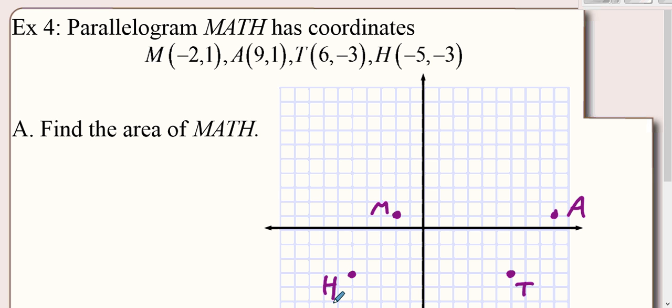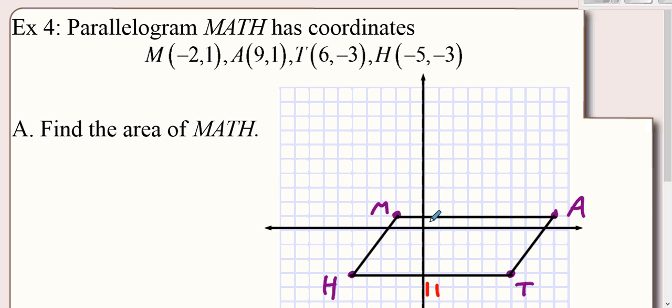So we've got all 4 points plotted. There's our parallelogram. Now to find the area, we need to know the base and we need to know the height. The base is easy, we can count it. This side down here, from T to H, that's the base. It's 11 boxes wide, 11 units wide.